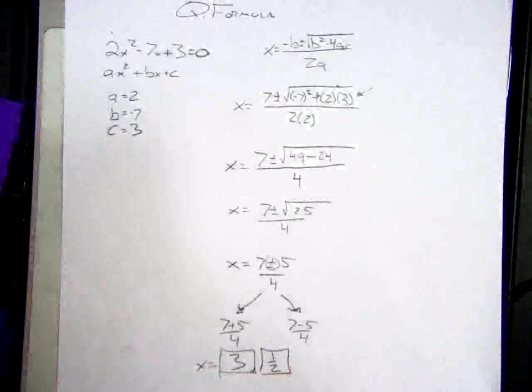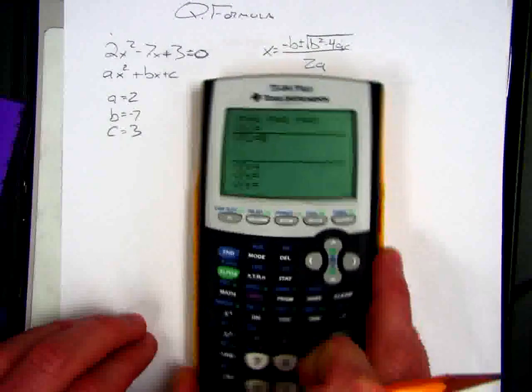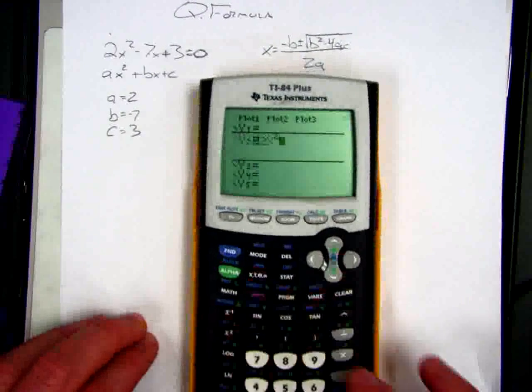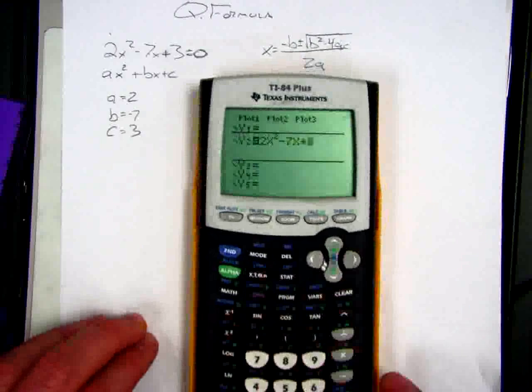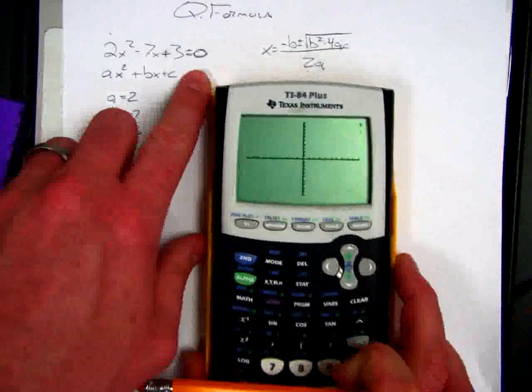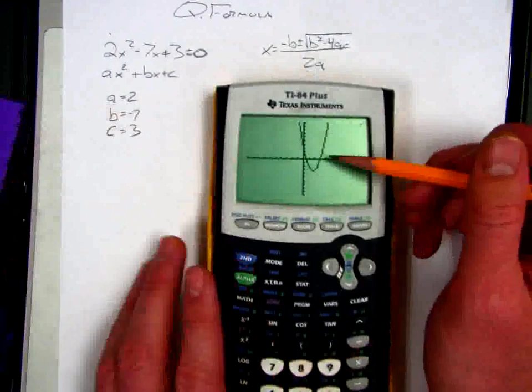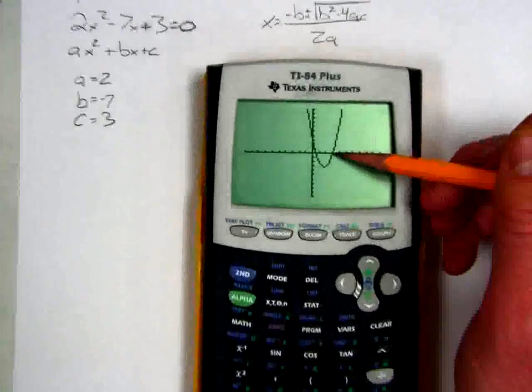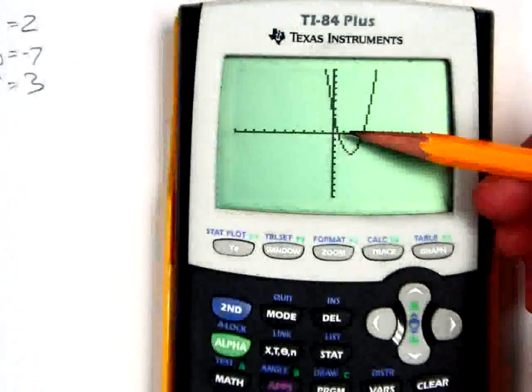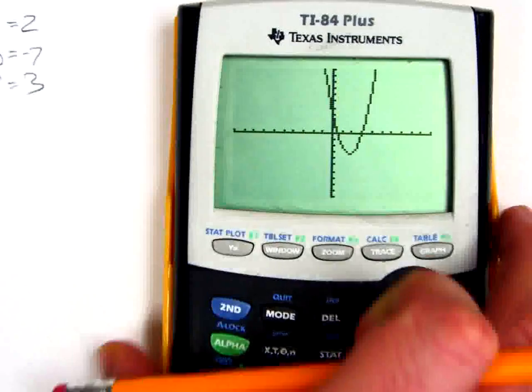I can always check that in the calculator by graphing it. If I were to graph 2x squared minus 7x plus 3 and find out where y is equal to 0, I can see that this graph crosses my x-axis at 3 and 1/2, which is exactly what we just found.